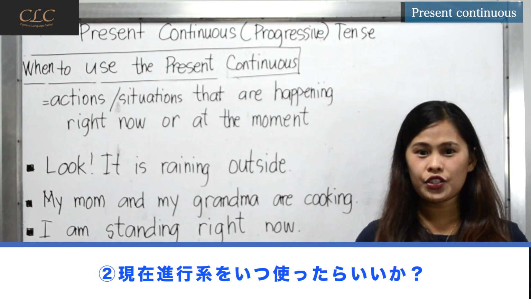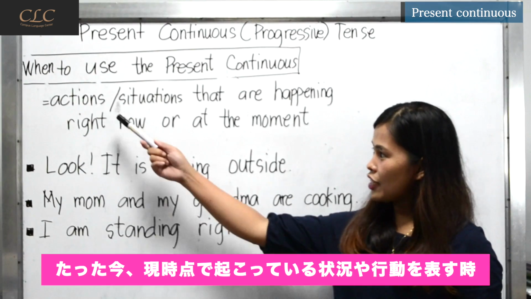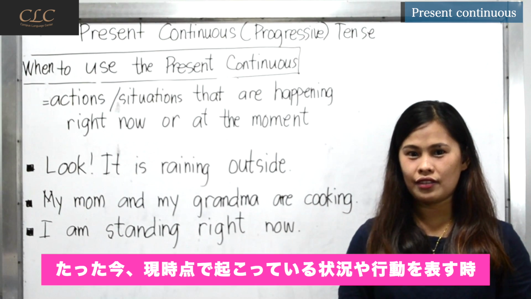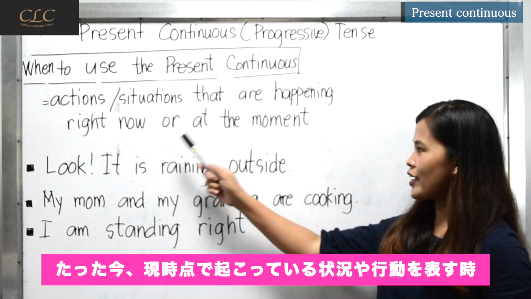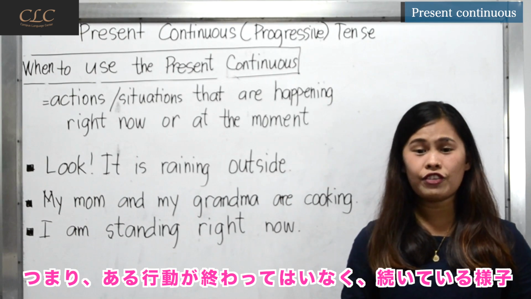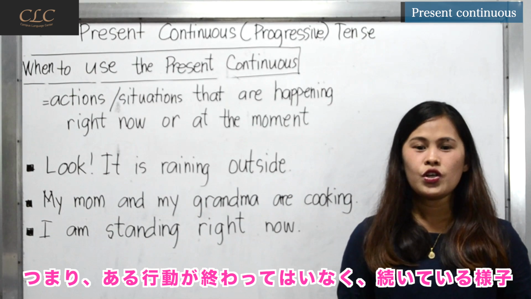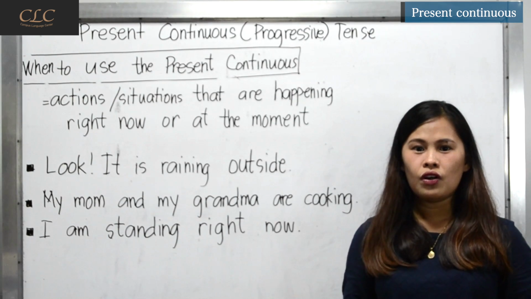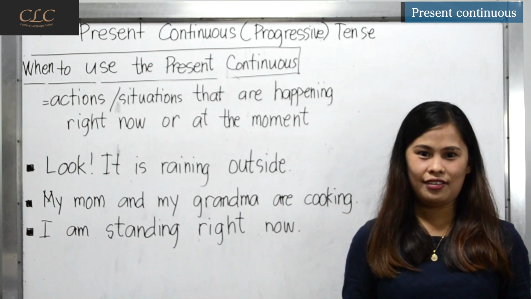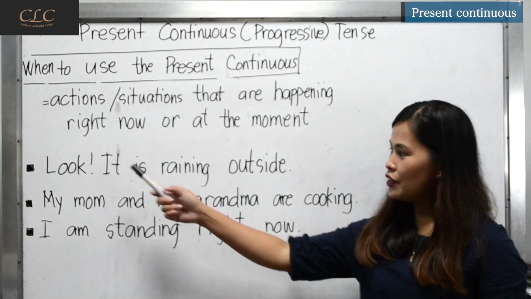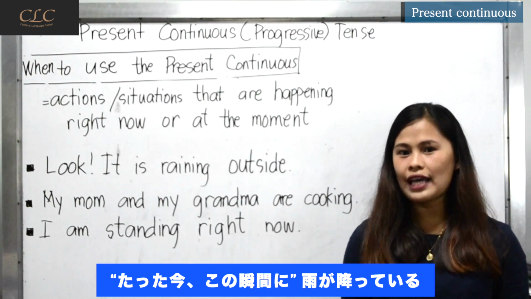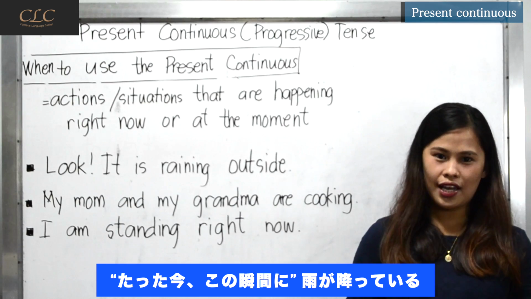So when do we use the present continuous? We use the present continuous to talk about actions or situations that are happening right now or at the moment. Remember, happening right now or at the moment. This means that the action is not finished, it is going on. So when you look around you or out of the window, then you will see these things going on. For example, look, it's raining outside. So right now, or at this moment, it is raining outside.